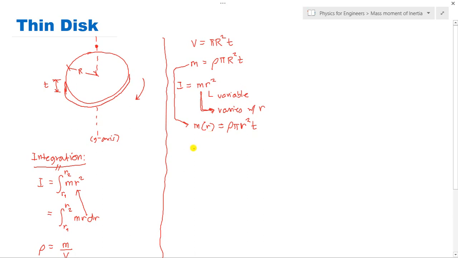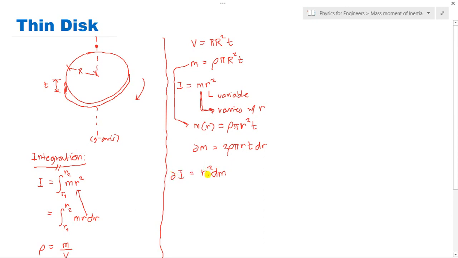Now if we take the derivative of our mass, the derivative of mass is equal to 2 rho pi r t dr. Okay, now from the elementary definition, we now have I equal to, actually we can derive that, r squared dm.